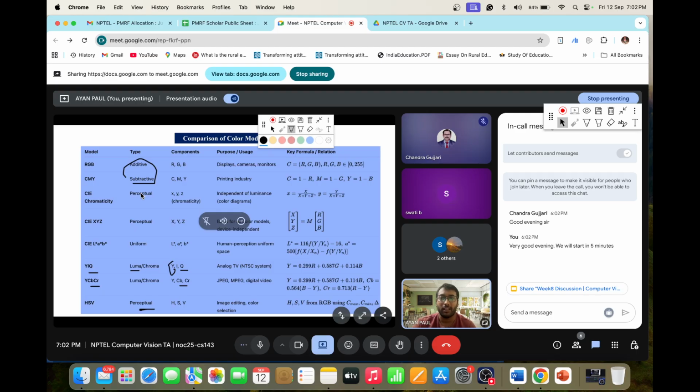Additive, subtractive, and YIQ, YCbCr for chroma. CIE XYZ, that is for chromaticity, is perceptual, because you can easily plot it on a chromaticity chart. And for HSV, I don't know why it is written as perceptual; you can search more about it. So this is the thing. Sure. Thank you.